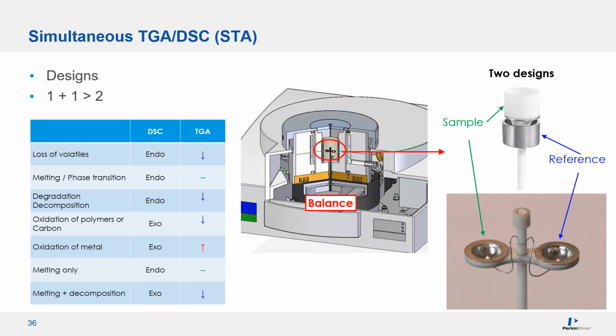For example, if you look at the table, both the loss of volatiles and the melting are endothermic, appearing as a peak. They can only be easily differentiated with the weight change information. Melting does not have a weight loss. Another example, there's a weight loss from degradation and oxidation on the TGA curve. But degradation is endothermic while oxidation is exothermic. So 1 plus 1 is greater than 2.